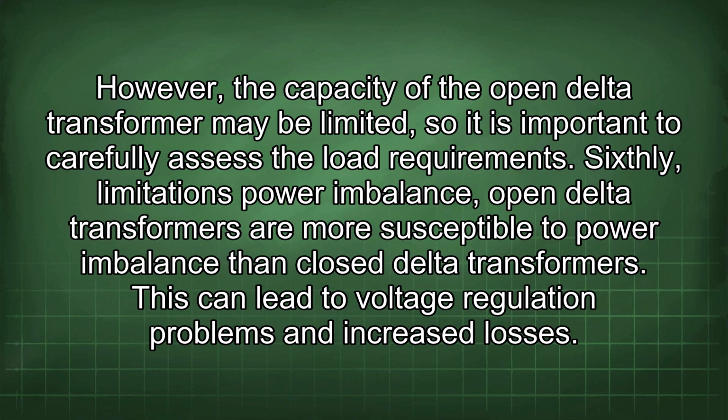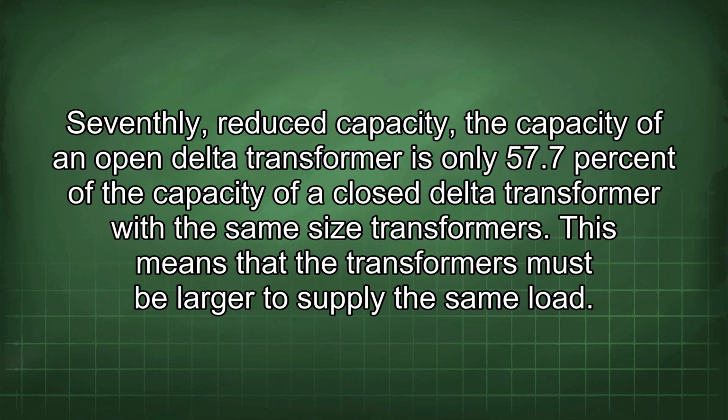Open delta transformers are more susceptible to power imbalance than closed delta transformers. This can lead to voltage regulation problems and increased losses. Seventhly, reduced capacity. The capacity of an open delta transformer is only 57.7% of the capacity of a closed delta transformer with the same size transformers. This means that the transformers must be larger to supply the same load.